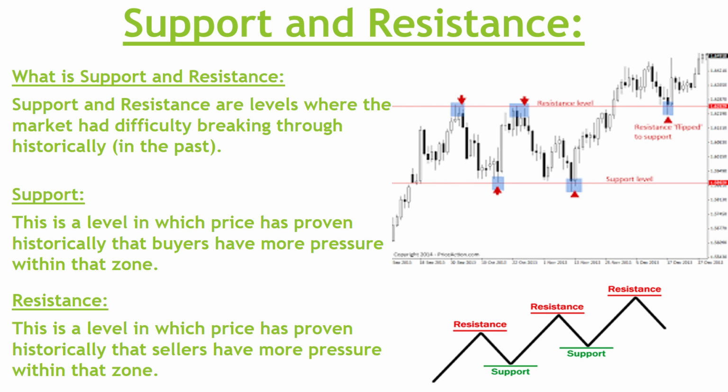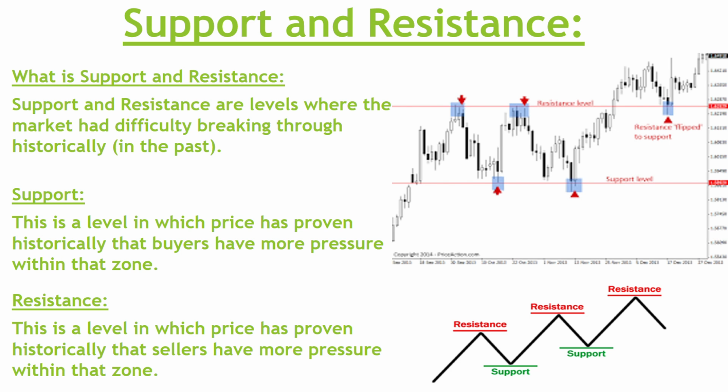Now, what is a support level? This is a level in which price has historically proven that buyers have more pressure within that zone. So a support level is where the price has proven that buyers have more buying pressure. That is known as what? The support level. While the resistance level is the level in which the price has proven historically that sellers have more pressure within that zone, which is the resistance level.